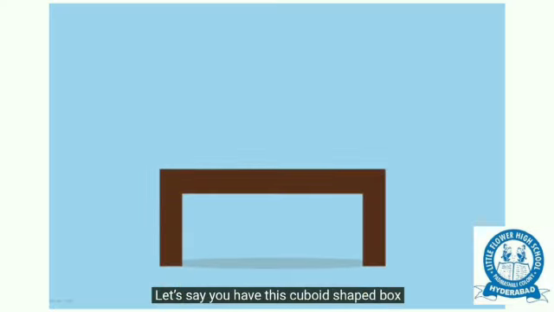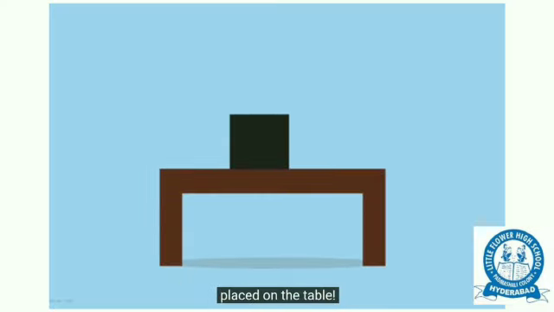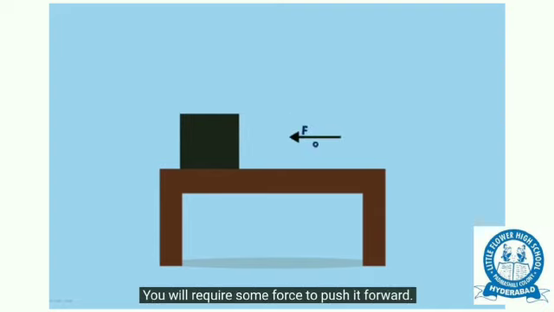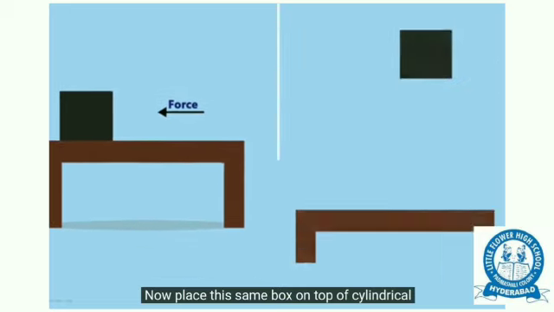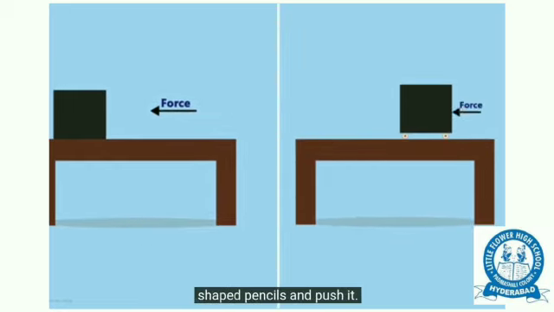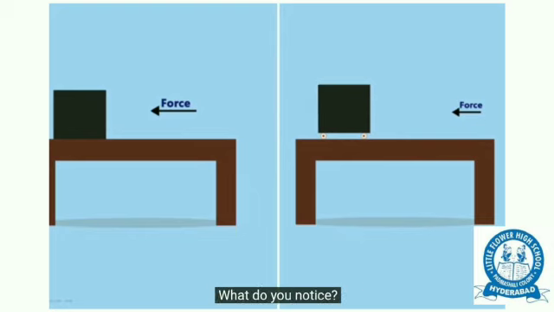Let's say you have this cuboid shaped box placed on the table. Try pushing it a little. You will require some force to push it forward. Now place this same box on top of cylindrical shaped pencils and push it. What do you notice? You will notice that the force required by you to push it to the same point as before will be lesser.